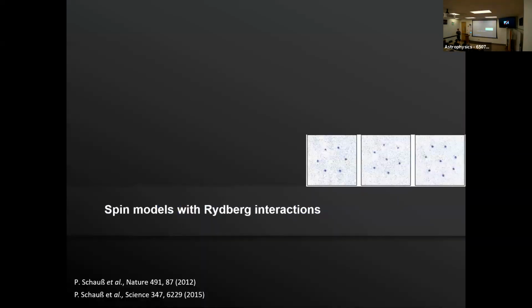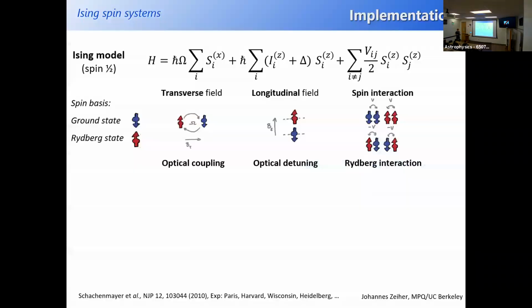Good. So now I want to move on, using this interaction that we can see the effect of in this correlation function, and using the detection and preparation technology that I've just shown you, and look a little bit at many of the things that we can do. I want to specifically talk about spin models with Rydberg interaction.